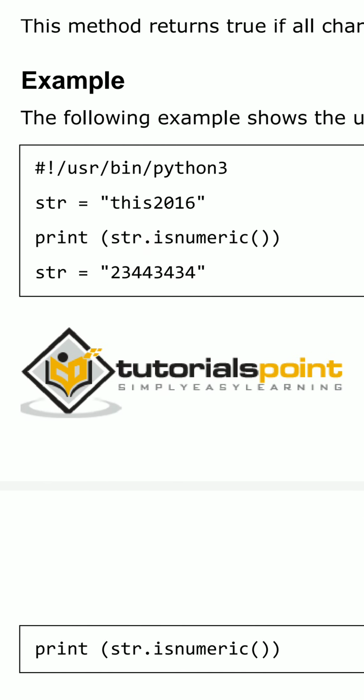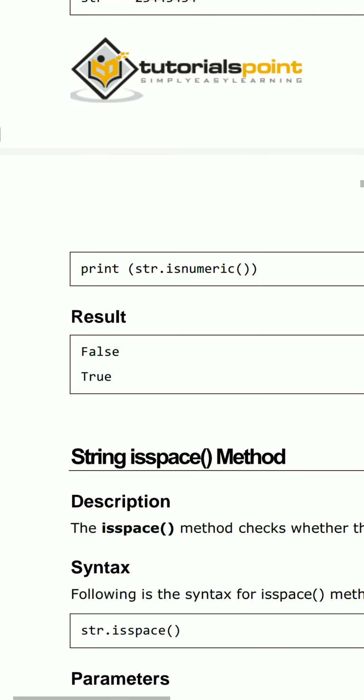Sorry, all these are alphabets, and in all these there is no alphabet, all these are numbers, so the method justifies it. That's why it returns the value as true.